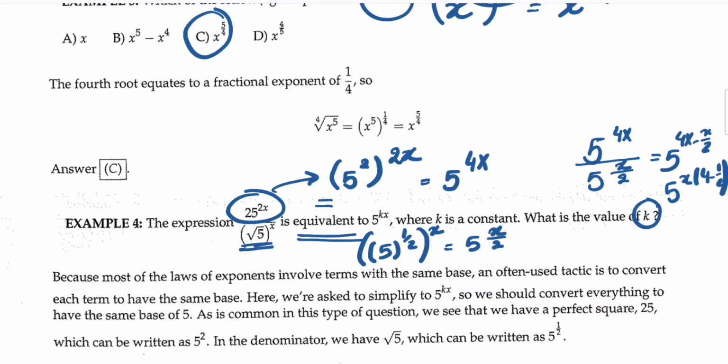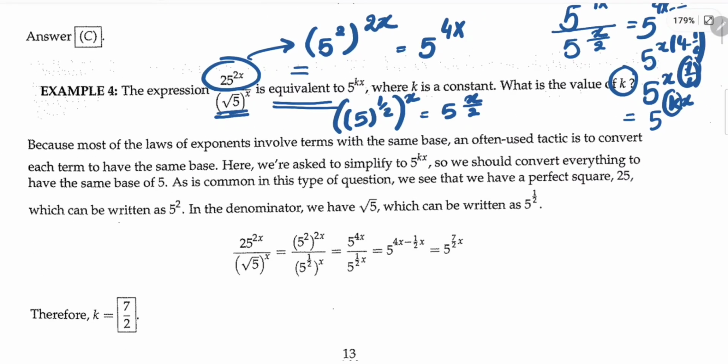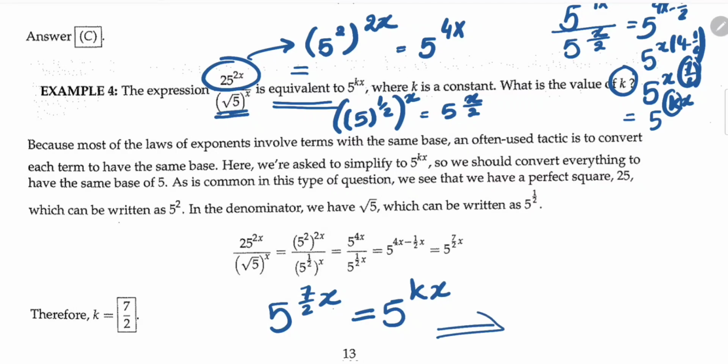3.5, which is 7 over 2. So it's 5 to the power x times 7 over 2. It's equivalent to 5 to the power kx. So k equals 7 over 2. So the answer is 7 over 2. So 5 to the power 7 over 2 x is equivalent to 5 to the power kx. So k equals 7 over 2.